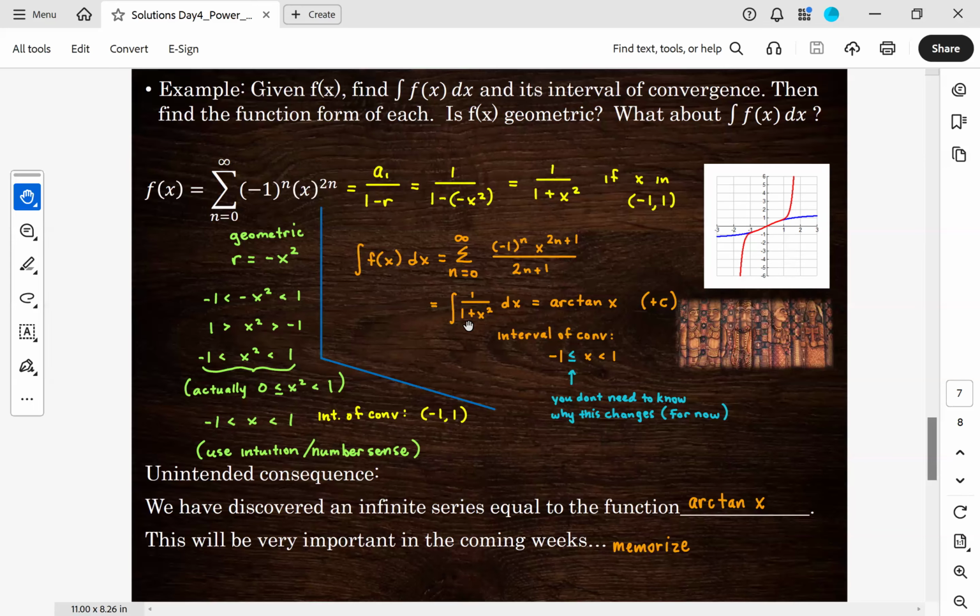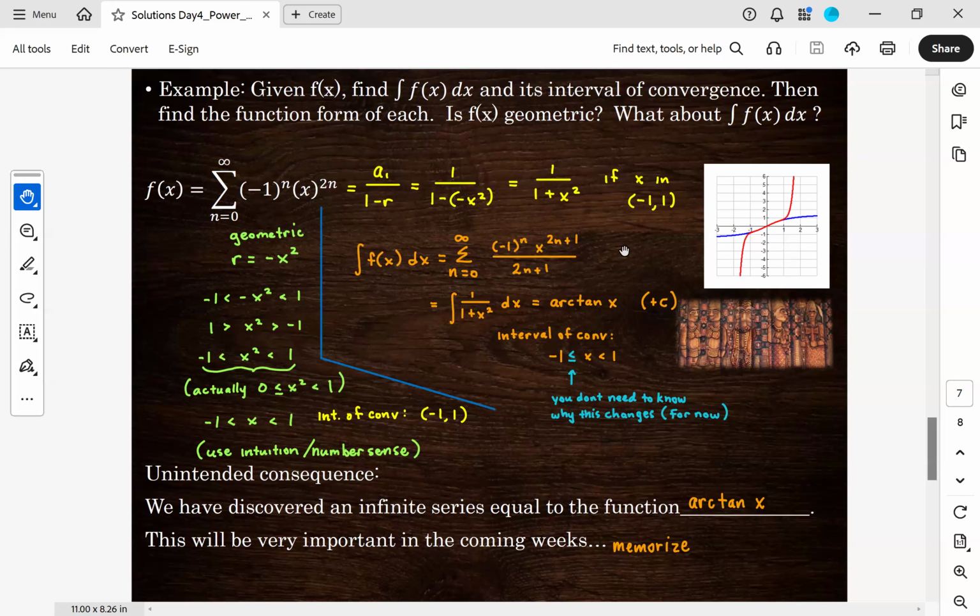And wouldn't you know, this is a top 20, and therefore it's equal to the arctangent of x. And I didn't put bounds, so we should be thinking about plus c's. I'm not really worried about that right now. The bigger idea is we now have the series version of a pretty common calculus function, arctangent of x.